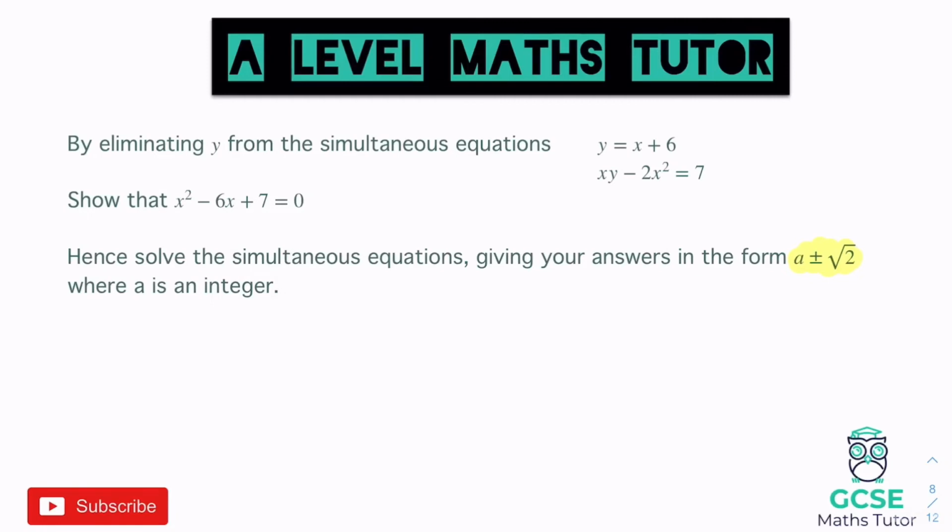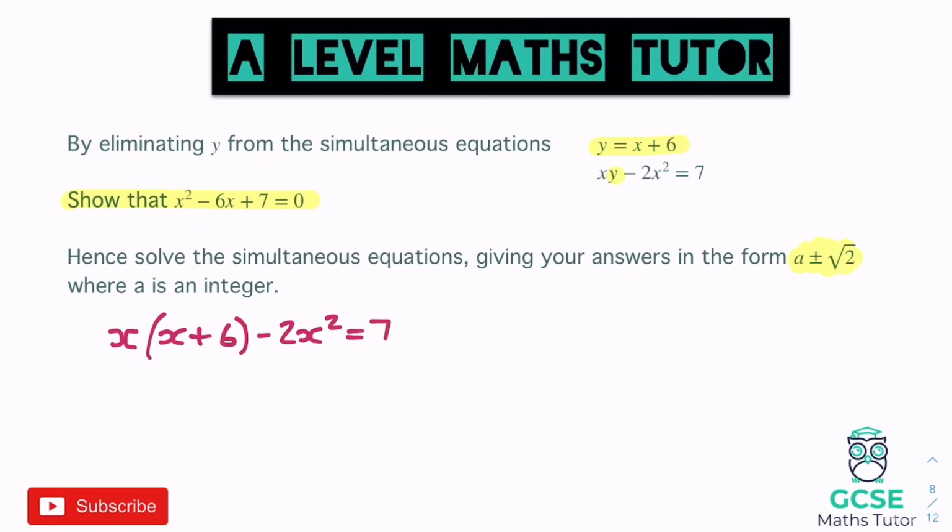Now if we go about having a look at this, if we start with this first part, showing that x squared minus 6x plus 7 equals 0, we're going to solve these simultaneous equations like we normally do. Now it says by eliminating y, and that first equation is already y equals, so all we need to do is sub that in place of the y there in that second equation where it says xy. So if we sub that in, we've got x lots of, and y which is x plus 6, so x lots of x plus 6, take away 2x squared equals 7.